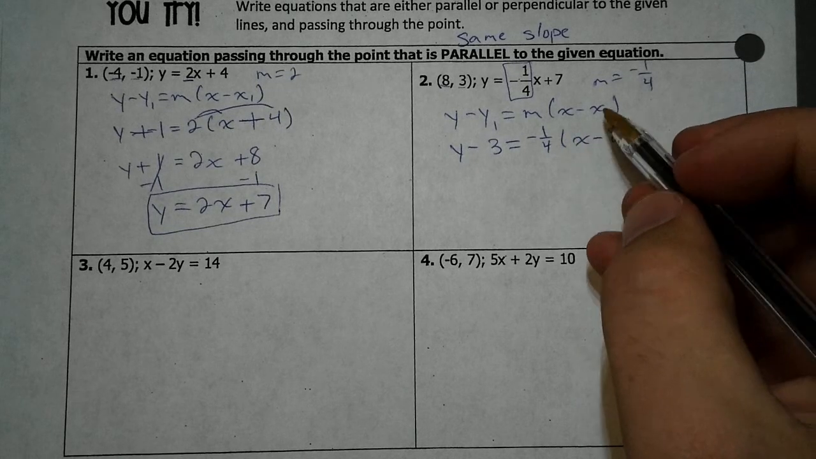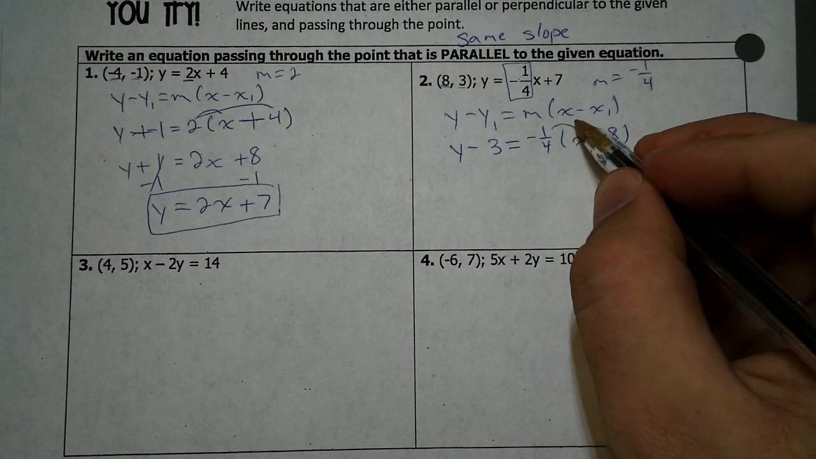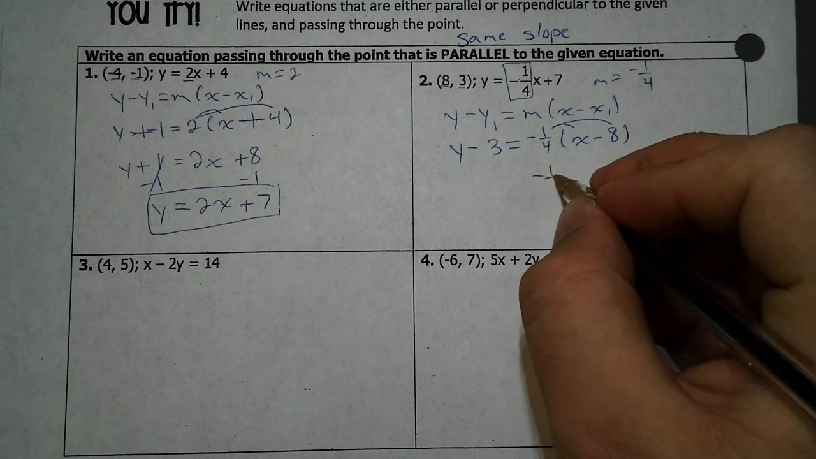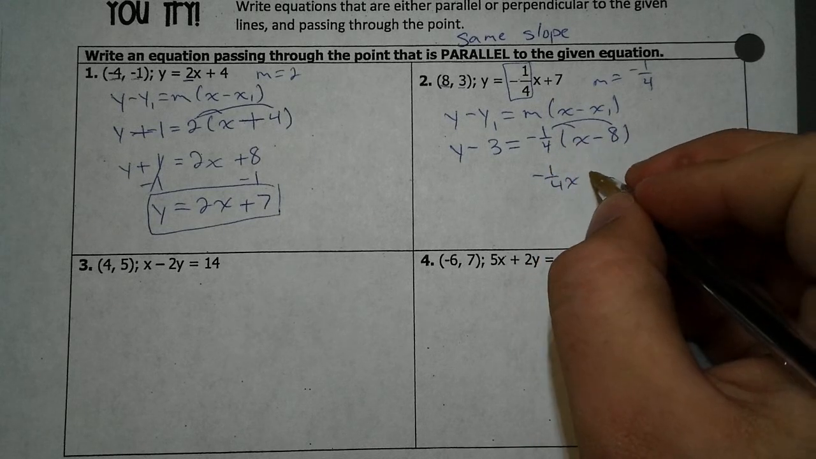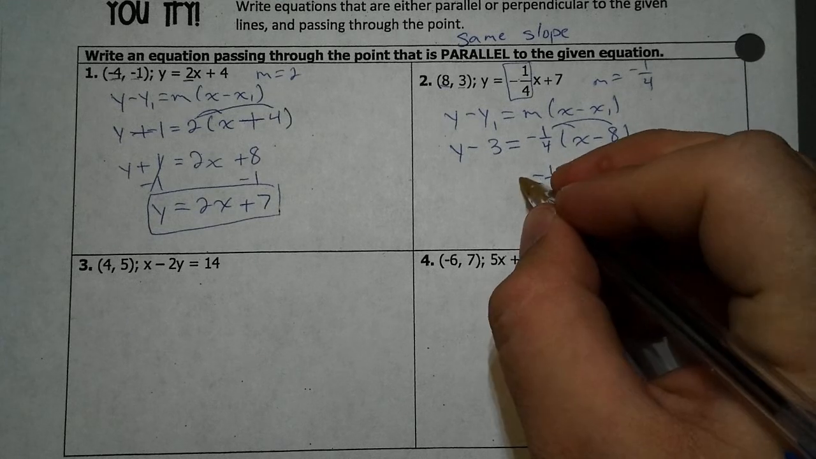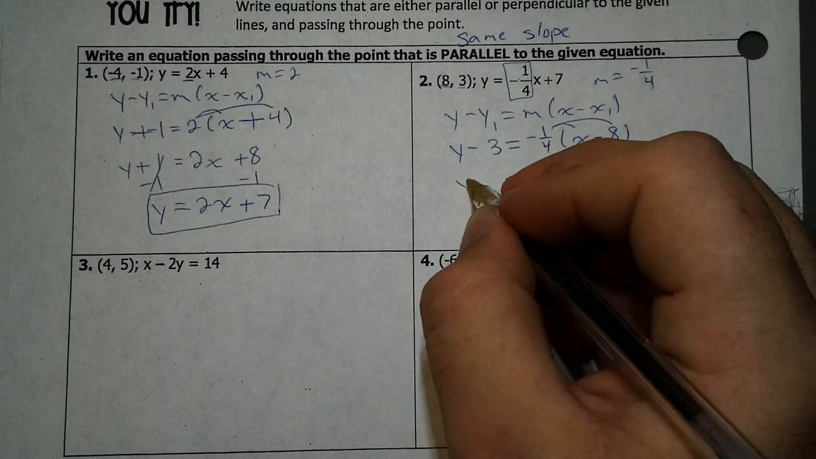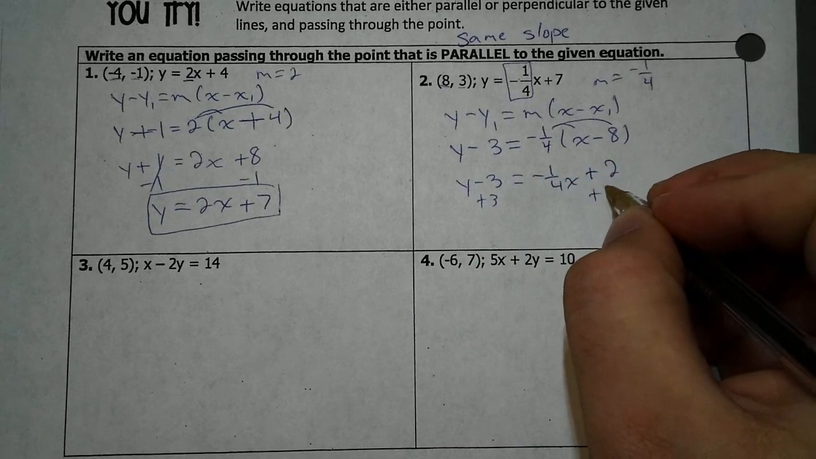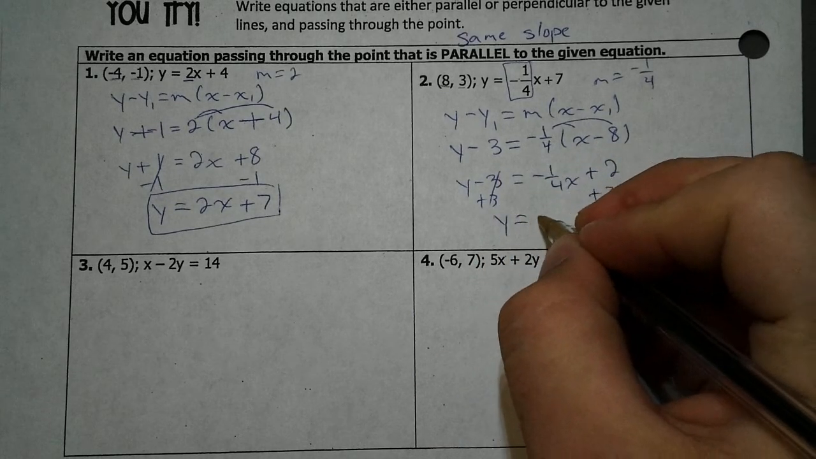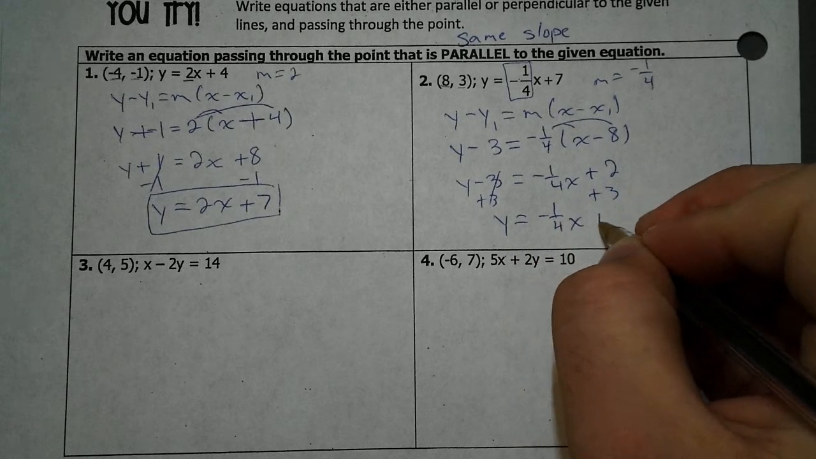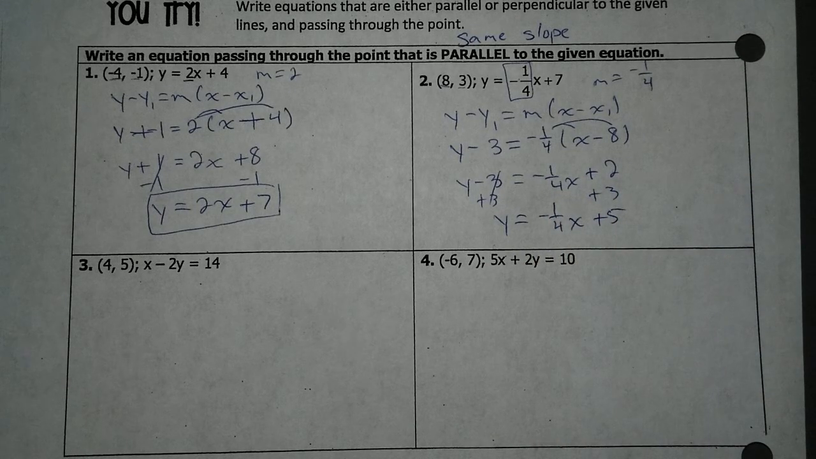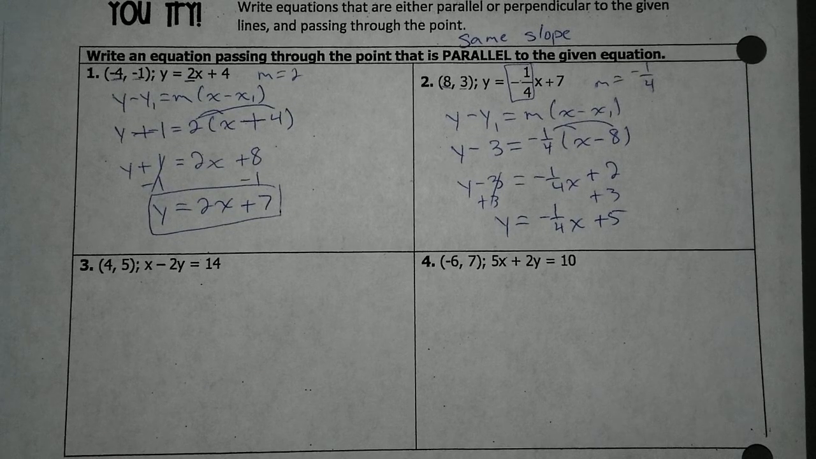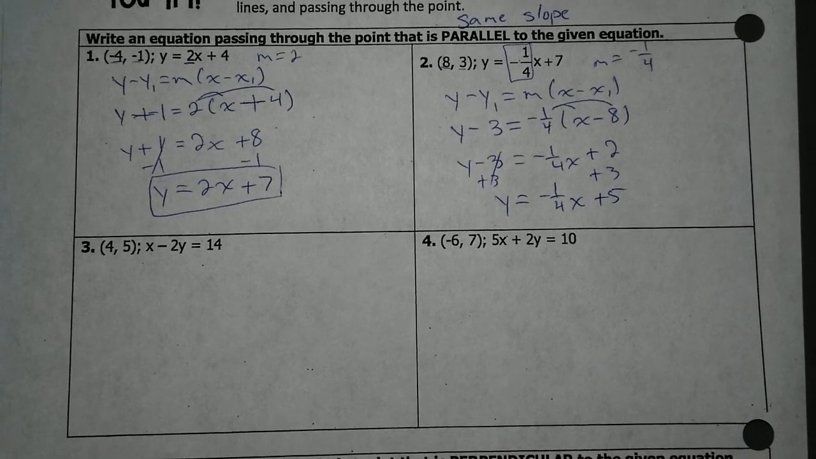First thing we do, distribute this out. So -1/4 times x and -1/4 times -8. That's -1/4 x, and that's going to be +2. And now last step, add 3, and we get y equals -1/4 x plus 5. How'd you do? All right, hope you did well.